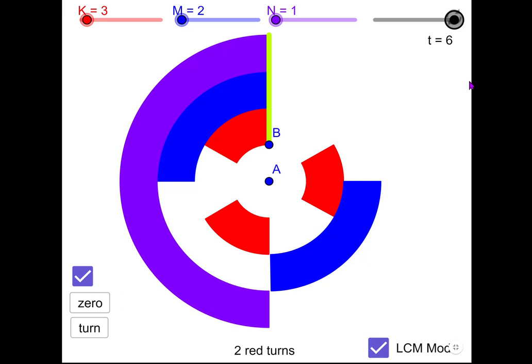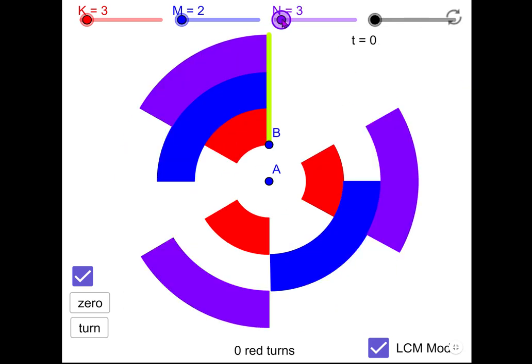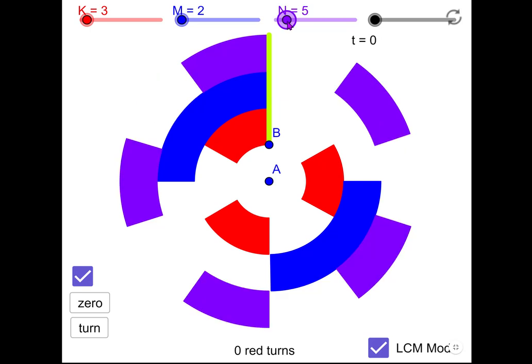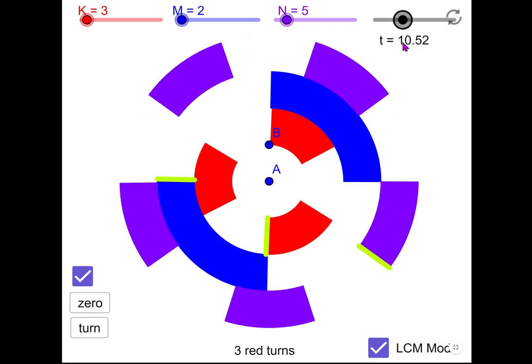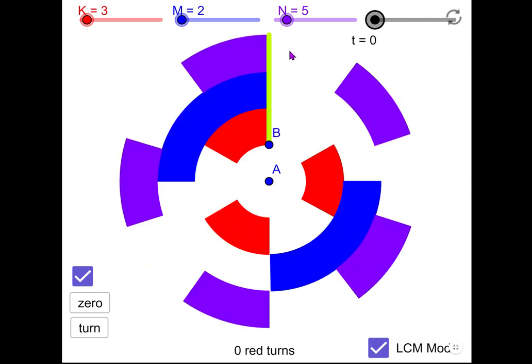Okay, what's interesting here is after 6 seconds they're lined up again. But if I turn this into a 5, we have 3, 2, and 5. That'll be 30 seconds before they line up again. And so on, okay? So watch out for questions regarding how long does it take for the discs to be vertically upwards aligned, given that they start here.